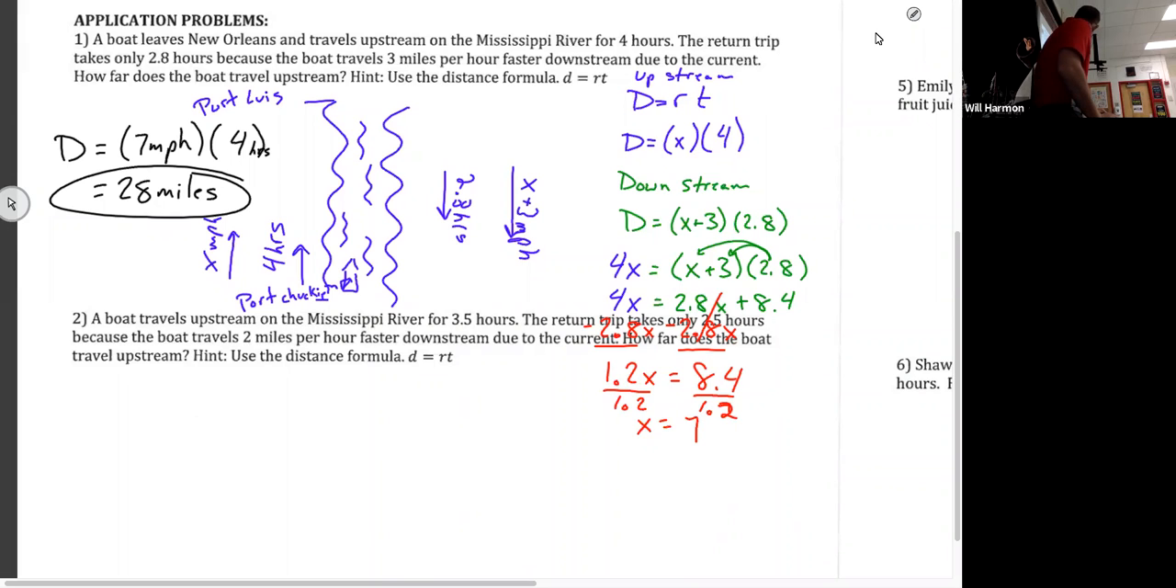It's a good problem. So we're going to skip number 2 because number 2 is the same as number 1, right? Same problem. So I don't need to do number 2.